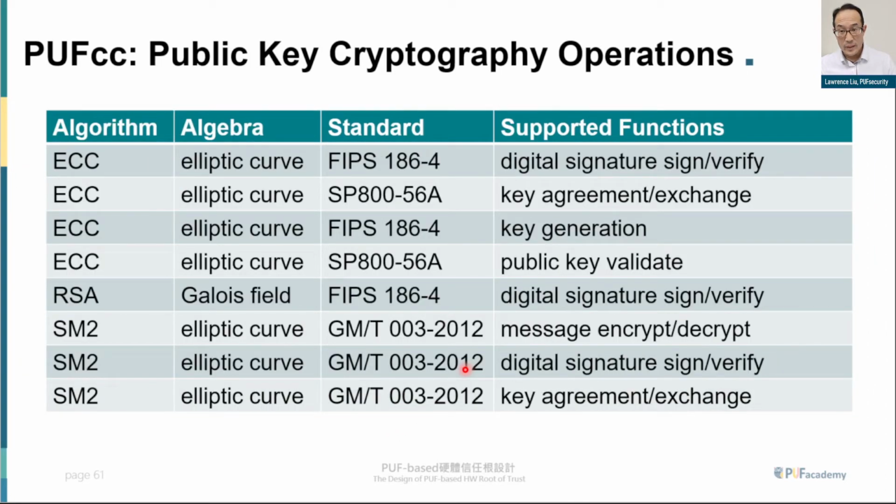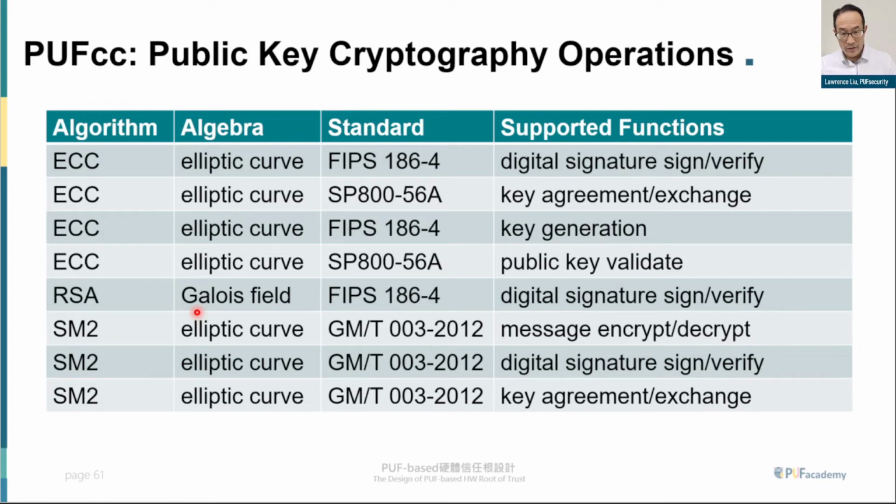And finally, we have the public key cryptography. So we have 3 types as well. We have elliptic curve, RSA, and SM2. The elliptic curve is based on the NIST standards, and SM2 follow these standards here, either the FIPS or the NIST special publications or the China-based GMT 003 document. And RSA is different because it uses Galois field as the algebraic basis.